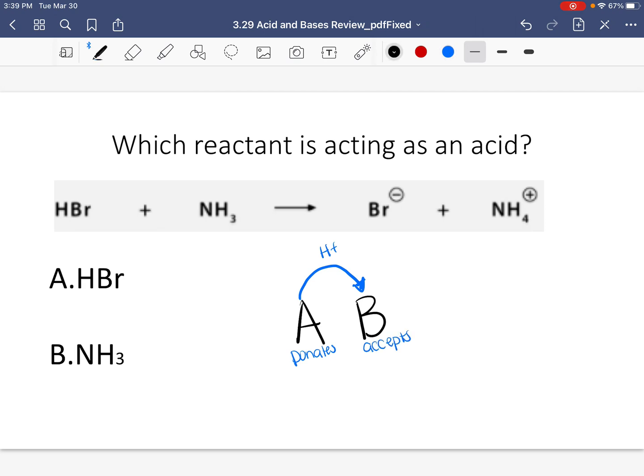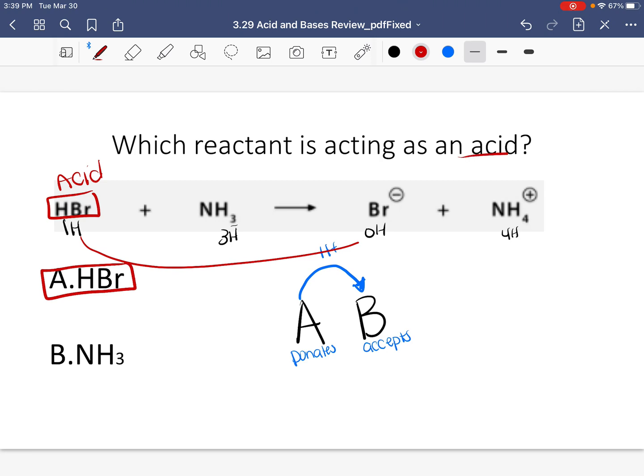We use a very easy process. So we have one hydrogen. Here we have 3 hydrogens. Here we have 0 hydrogens. And here we have 4 hydrogens. So which one donated, which one has less, and which one gained, right? So 1 hydrogen to 0 hydrogens. HBr is acting as our acid. That would be our answer for this one.